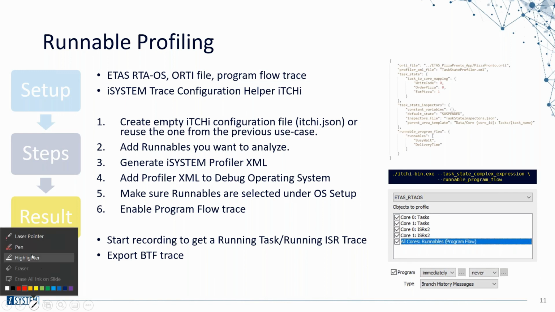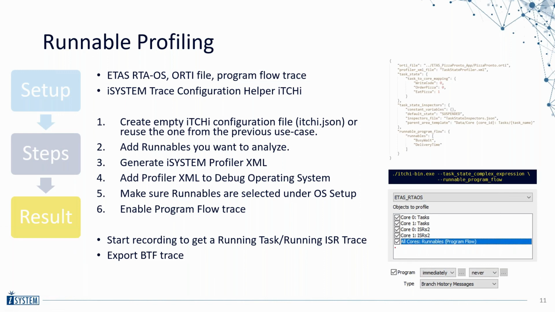That's what, let me add my pen here. That's what we did here. When we run iTCHi, we have to make sure that this time we specify both flags, the task state and the runnable program flow. We could actually do it one after another, that would work fine. iTCHi doesn't delete objects that are already there. So that's kind of nice, but we can do it together or one after another. We have to make sure that program flow trace is enabled. And once we do that, we will be able to see the runnables.